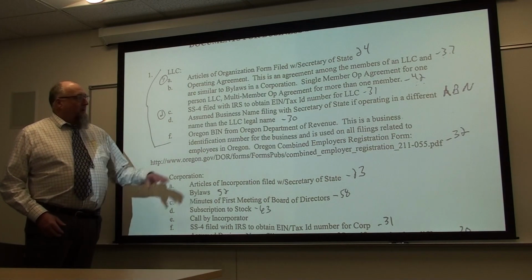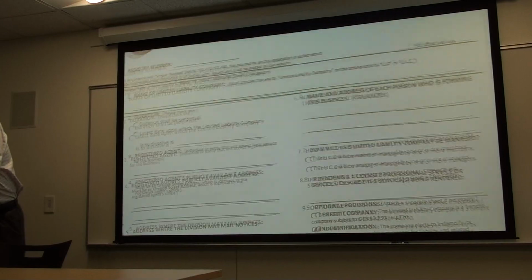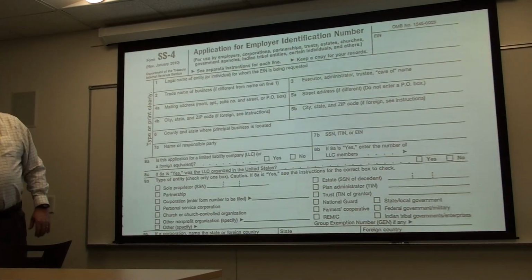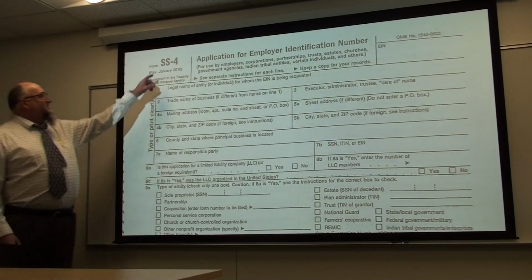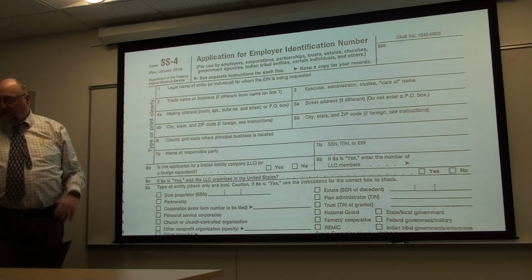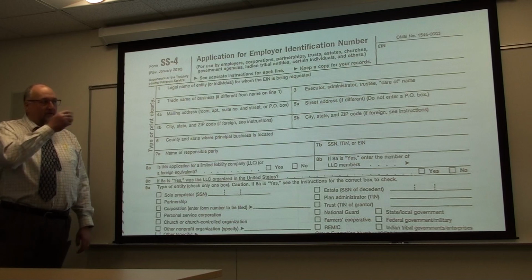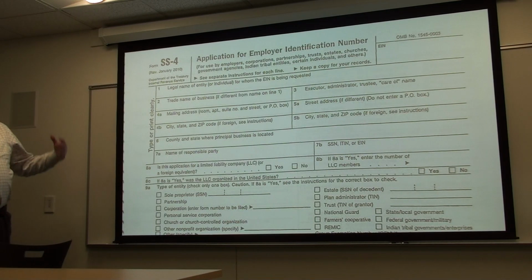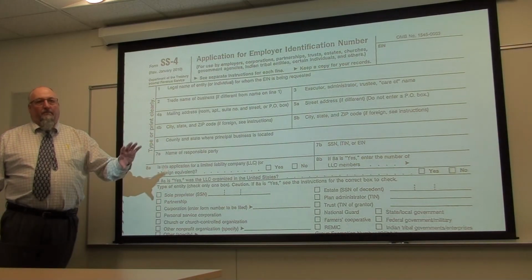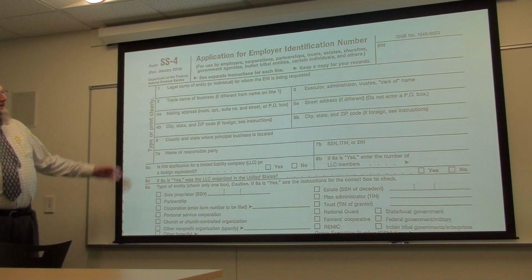So for your project, I want you to fill out this form. I'll show you what it looks like here. It's a Form SS-4, just so you know, SS stands for Social Security, and that's who administers the form. But you would actually fill that out on the IRS website, which I'll show you in a moment. You can either do it online and print it, or you can just take it out of my book, like I say. And it's pretty straightforward.